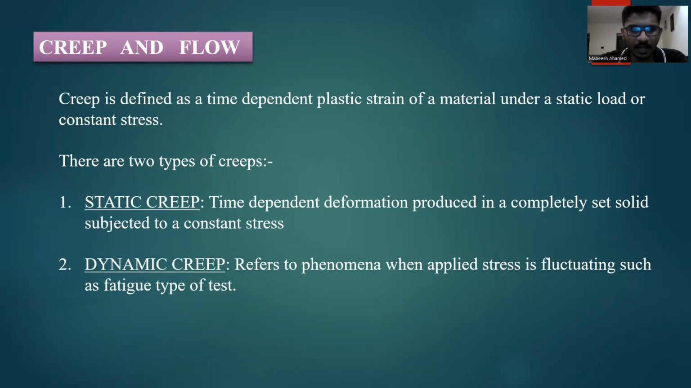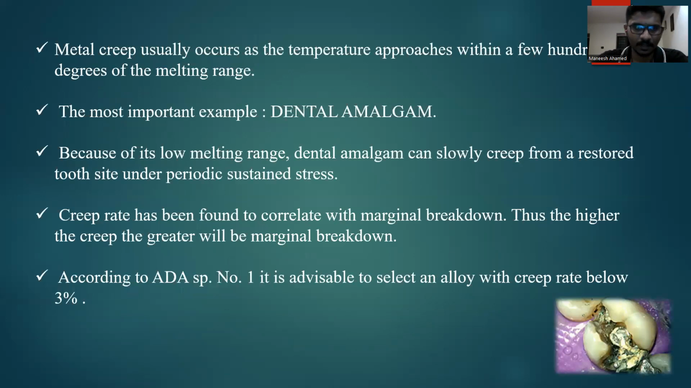Coming to the flow characteristics of solid substances or supercooled liquids, which is characterized as creep and flow. Creep is defined as a time-dependent plastic strain of a material under static load or constant stress. There are two types of creep. That is static creep, time-dependent deformation produced in a completely set solid subjected to a constant stress. And there is dynamic creep, the phenomenon when applied stress is fluctuating, such as in a fatigue type of test. Metal creep usually occurs as the temperature approaches within 100 degrees Celsius of the melting range.